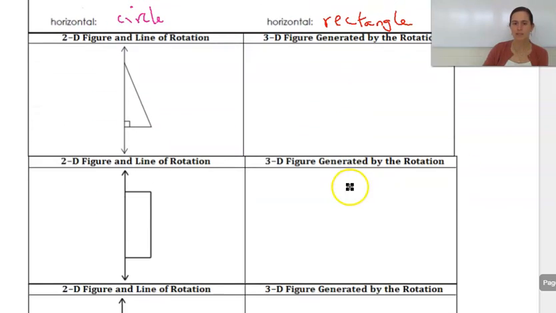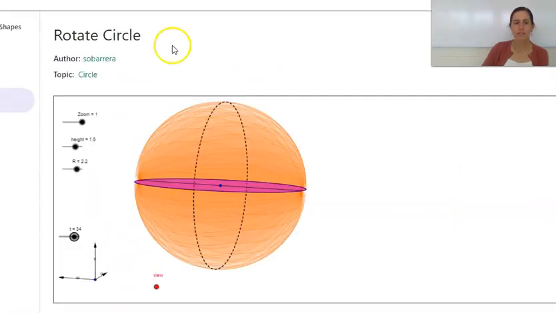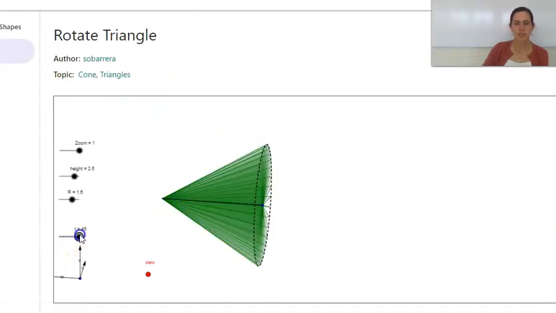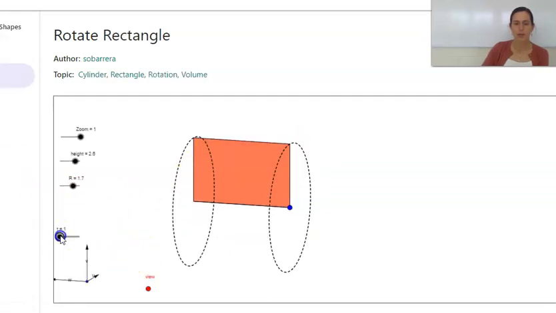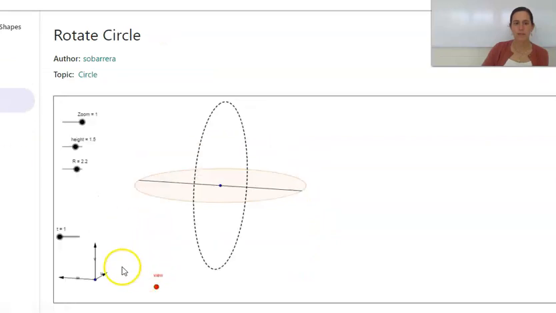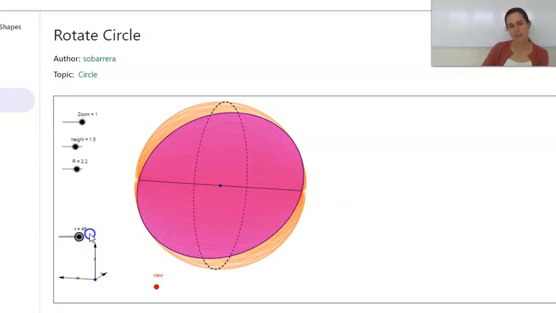And then finally, these last 3 examples are rotating a triangle, a rectangle, or half a circle, a semicircle, around an axis. What shape does that create? So in our first example, we have this triangle, and if I rotate it around, you'll see that it creates the cone. The rectangle, if I rotate it around, you'll see that it creates the cylinder because it has the 2 circle bases. And then finally, if I rotate a semicircle around an axis, you'll see that it creates that sphere.